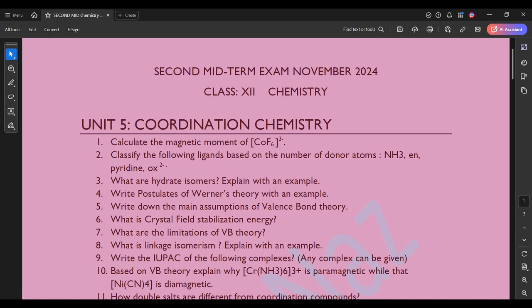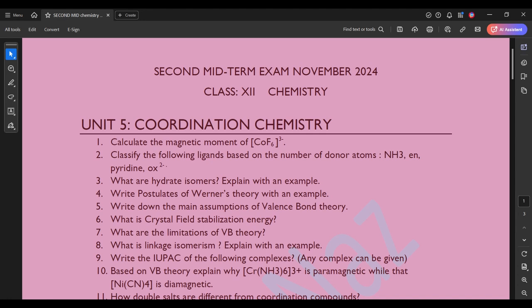Then write the IUPAC names of the following complexes. I have not given any particular complex here because any complex can be given. Students, make sure you read all the names of the complexes given in your book, especially page numbers 140 and 141. There is 'Evaluate yourself', where some 16 complexes have been named, and some more complexes inside too have been given names. In the book back too, we can find some questions where the complex name has been asked. Any complex from the book, not from outside, will be asked. It is an important favorite question of all the question paper setters.